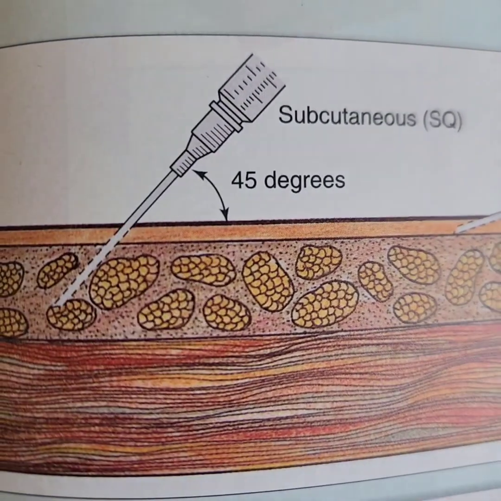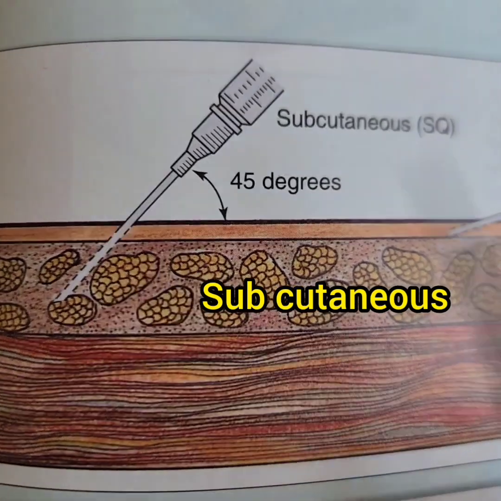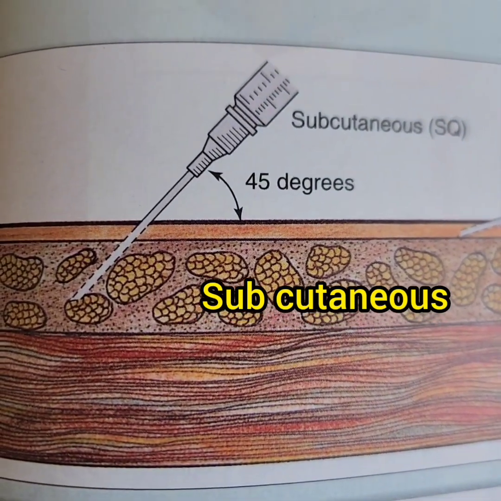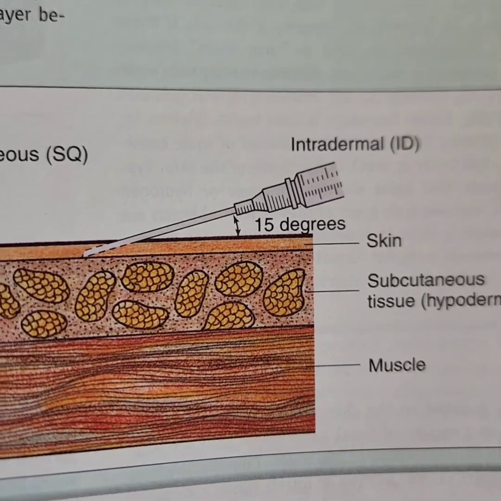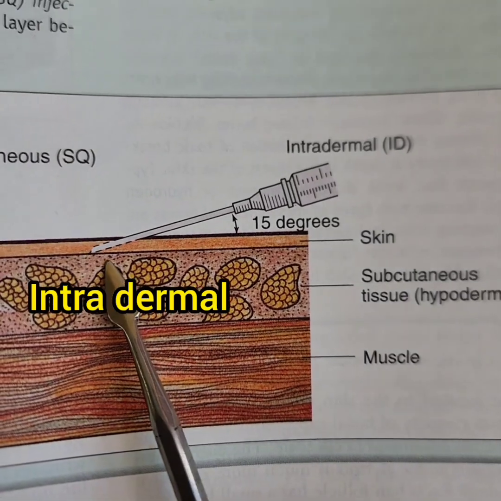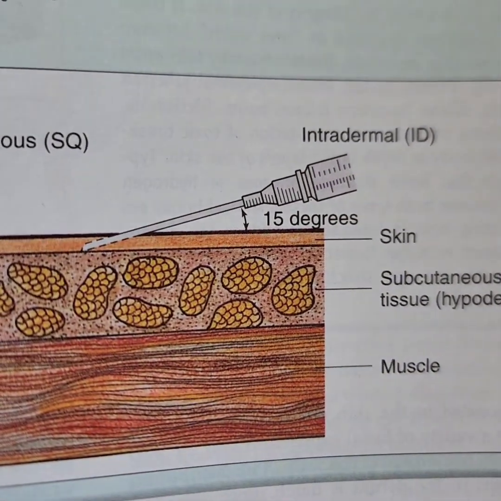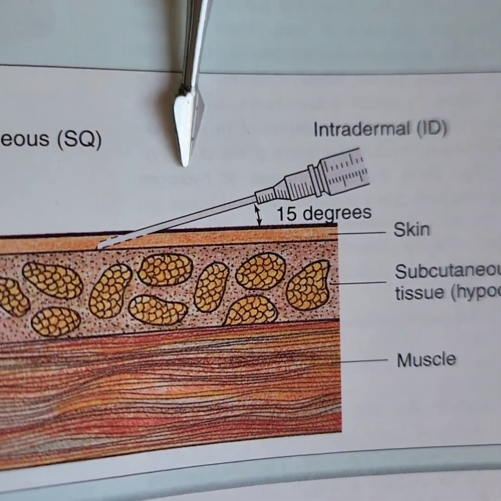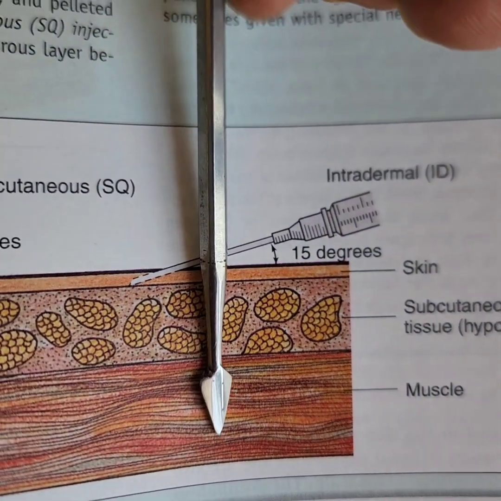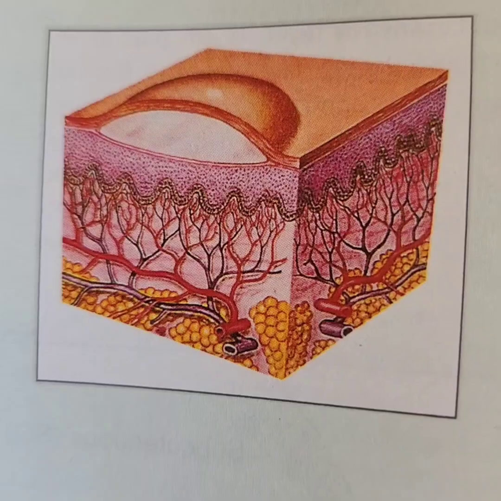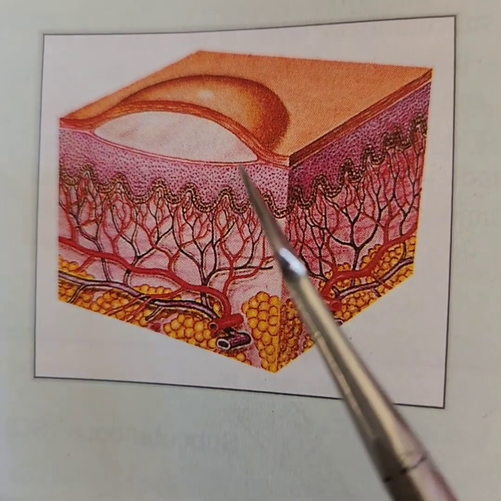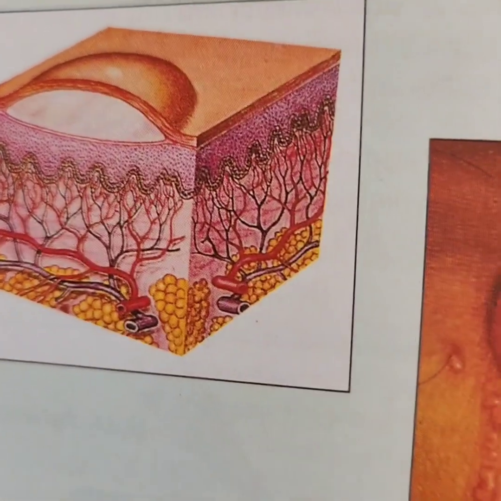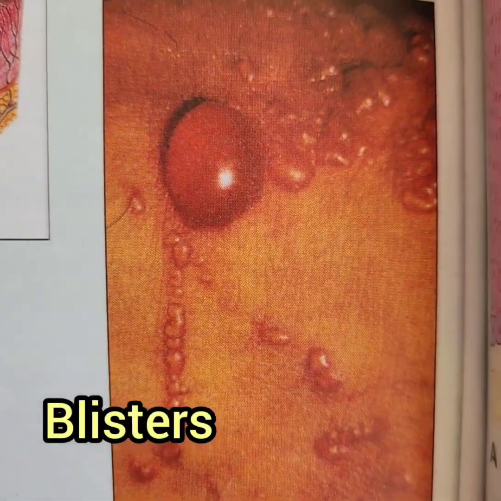Subcutaneous injections are given in the hypodermis, usually hormonal injections. Example, insulin. Intradermal injections are given in the dermis itself. Example, BCG vaccine. In intramuscular injection, the needle goes perpendicular to the skin, deep into the muscle. Injury to cells in the epidermis or separation of the epidermis from the dermis can result in blister formation.